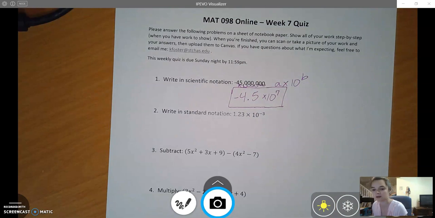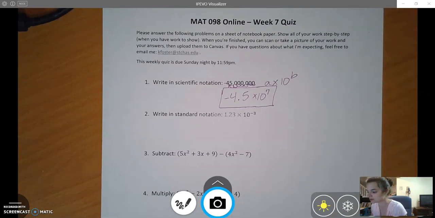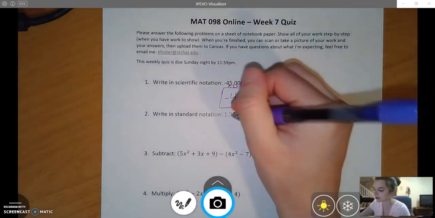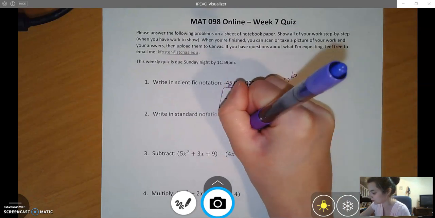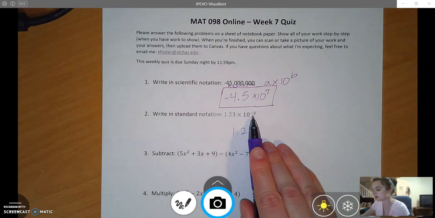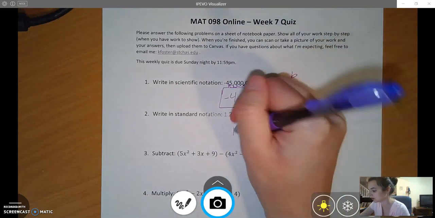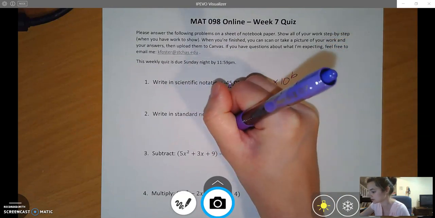Okay. Our next question goes the other direction. We started out in scientific notation, 1.23 times 10 to the negative third, and I asked you to write it in standard notation. So I'm going to start out with our number that we are given. The A value is 1.23. Then I'm going to move my decimal place over to the left 3 times since it's 10 to the negative third. So I'm moving my decimal place over 1, 2, 3 spaces.